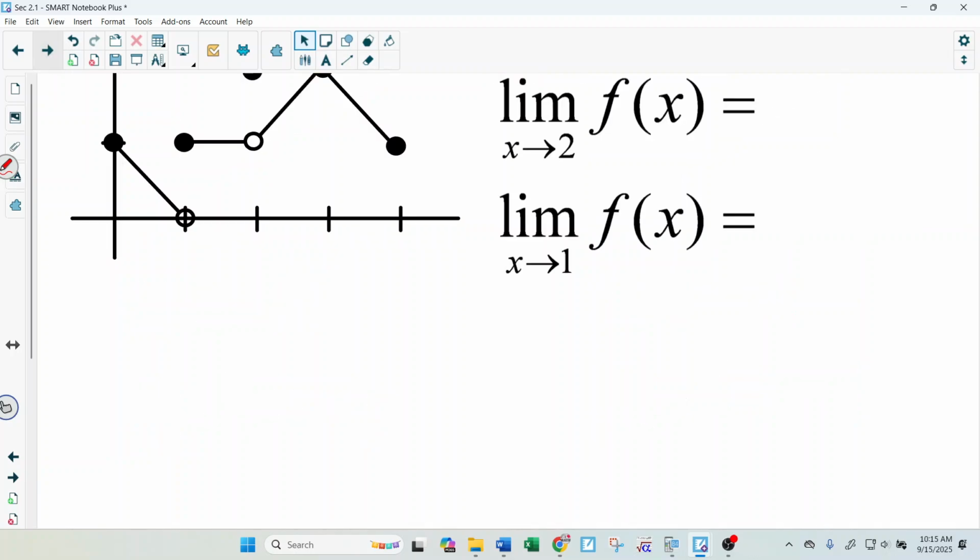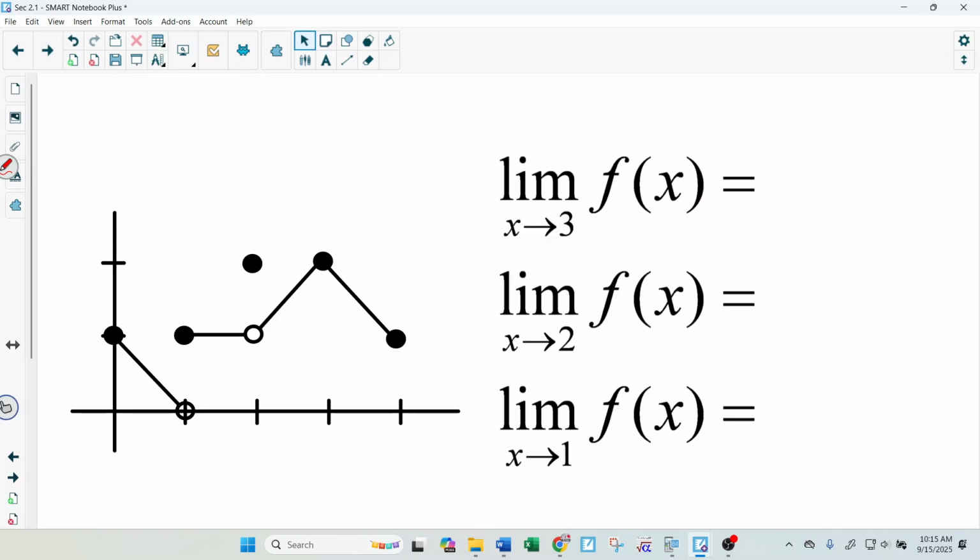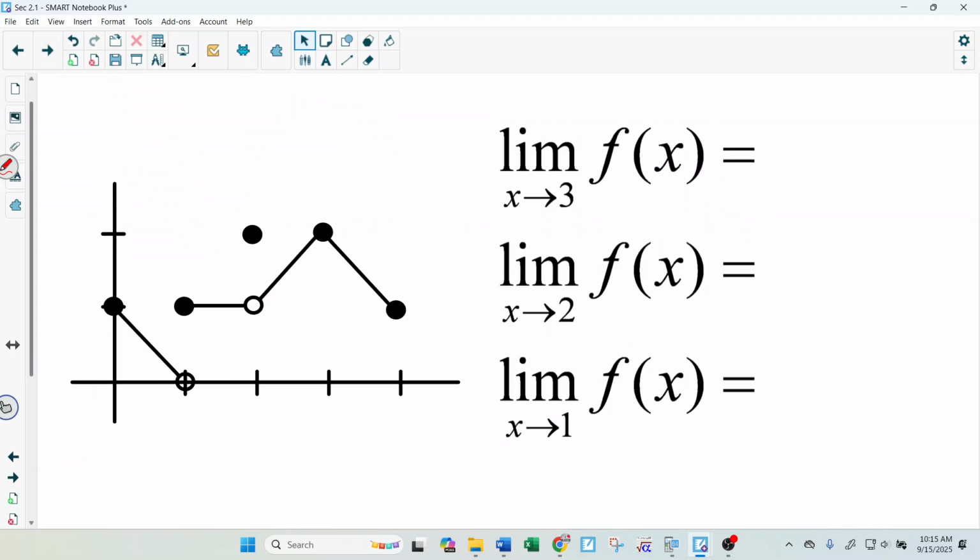So let's say we have a graph. Try those three. Take a second, see if you can do those three. The limit of f of x as x approaches 3, the limit of f of x as x approaches 2, and the limit of f of x as x approaches 1.